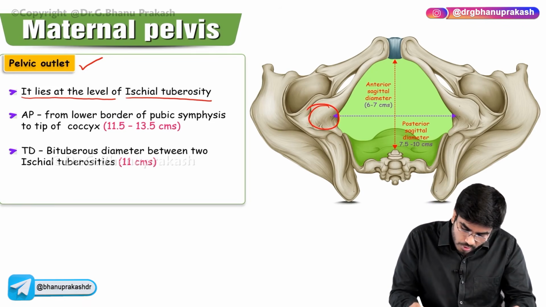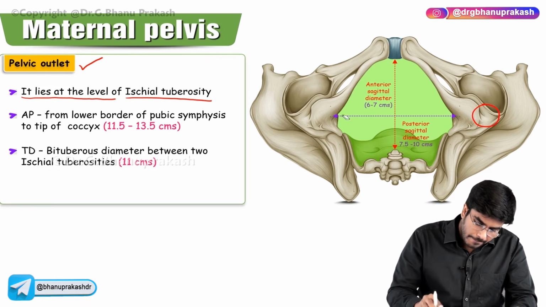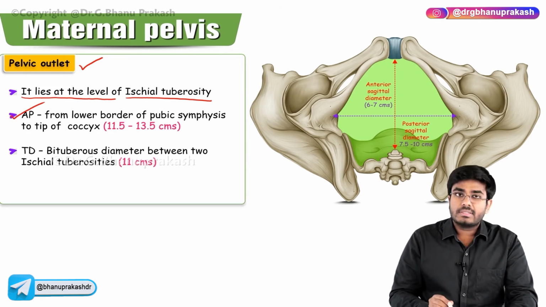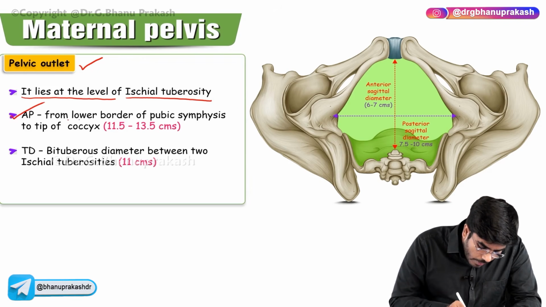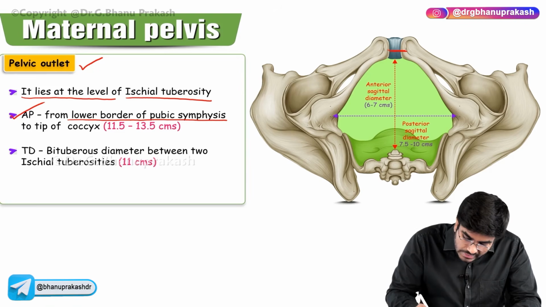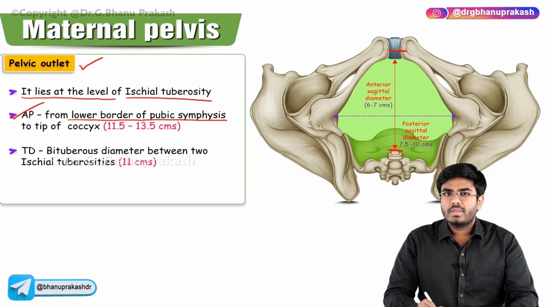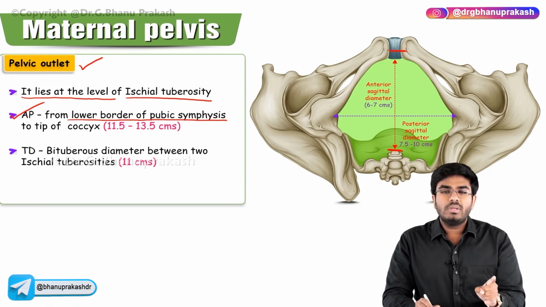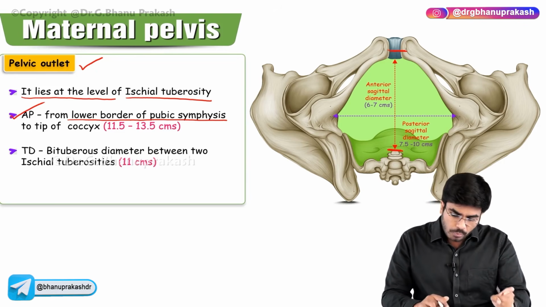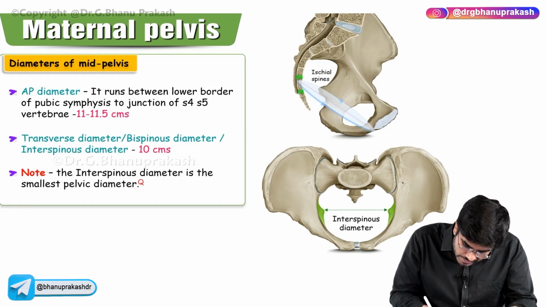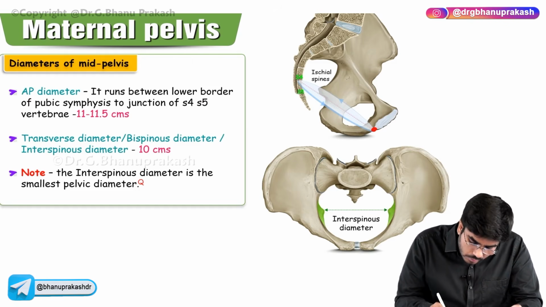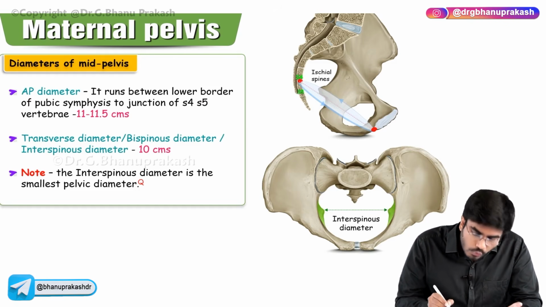These are the ischial tuberosities. Now, let's see the borders. Guys, what are the antero-posterior diameters? Remember, from the lower border of the pubic symphysis to the tip of the sacrum. Guys, when I am discussing the plane of least pelvic dimension or mid pelvis, please concentrate, the antero-posterior diameter is from the lower border of the pubic symphysis to the junction between S4 and S5.